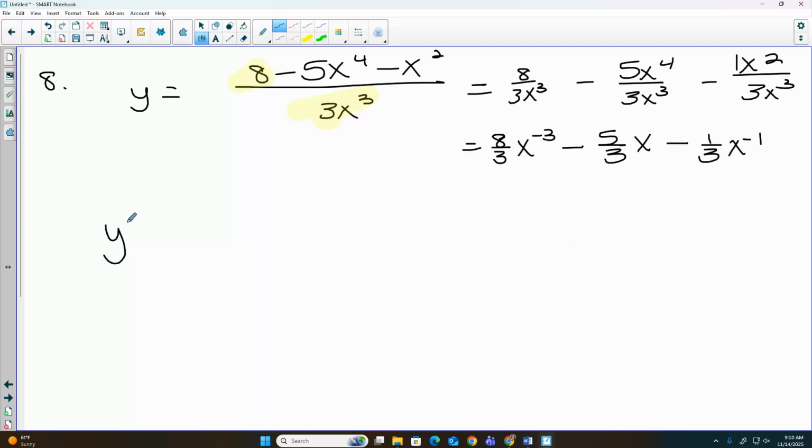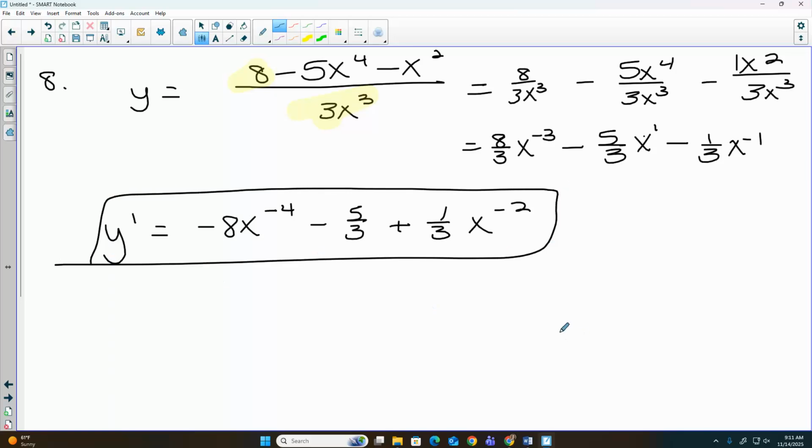So then we can do our derivative. Exponent comes down, so 8/3 times negative 3 is negative 8. X, subtract 1 from the power, so negative 4. This one has a power of 1, so if you bring down your 1, 1 times 5/3 is 5/3. If you subtract 1 from your power, you get x is 0, which is just 1, so that goes away. Here, if I bring down my negative 1, so that would be plus 1/3 x, subtract 1 from the power, negative 2. If you had done quotient rule, it would be equivalent. You have a big fraction, but if you divide each term, it should be equivalent to this one.